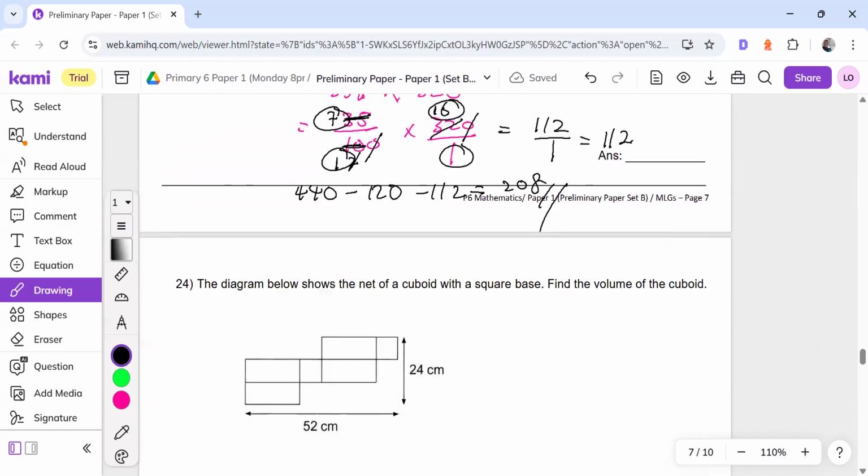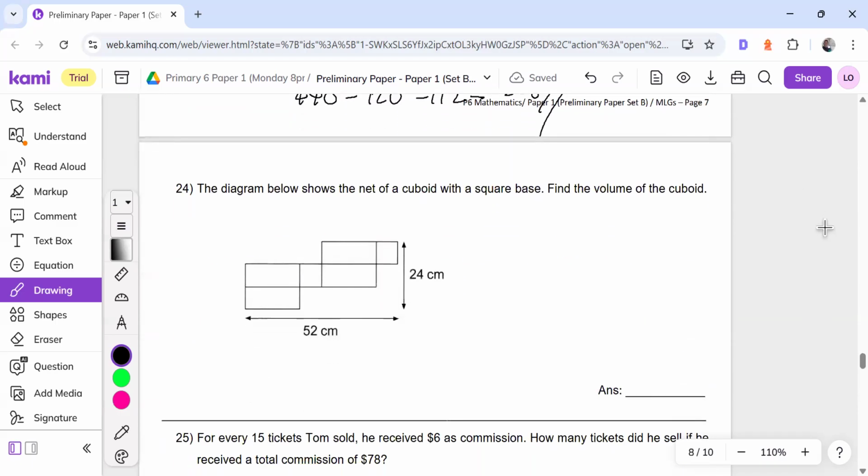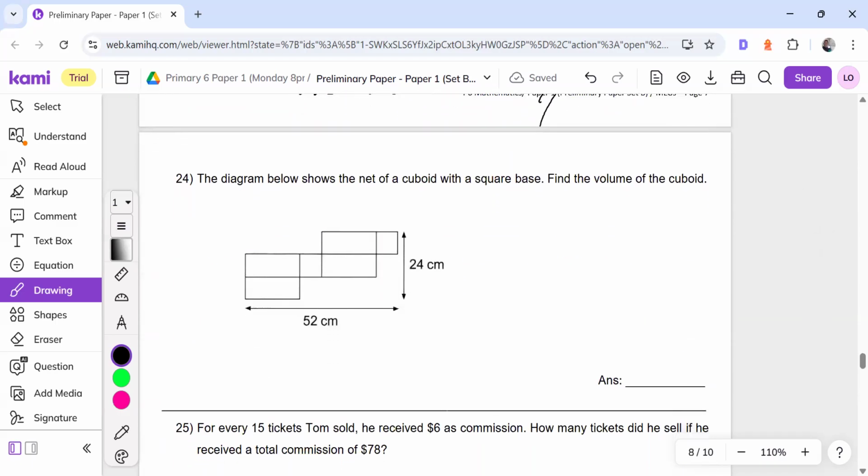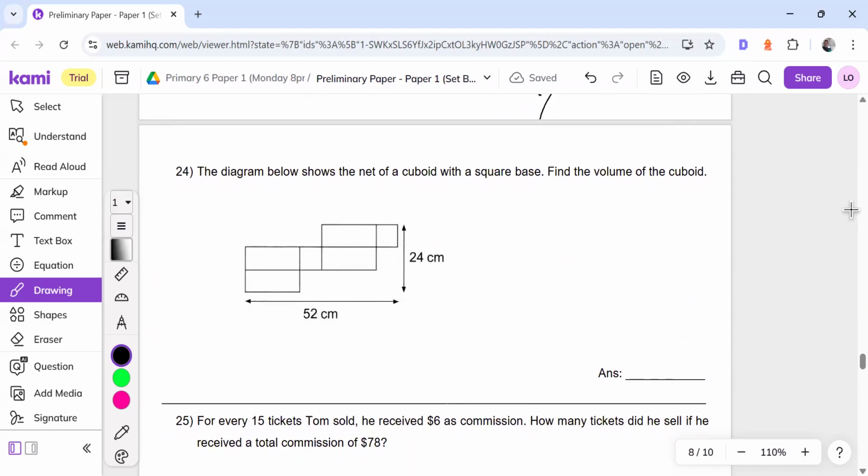Question 24. This is a topic that I think I haven't taught you yet. Nets and solid figures. So don't worry if you don't know how to do this, because you haven't done it yet. So the diagram shows a net. Net means what you see when you unwrap the present or when you unwrap the cuboid, it looks like a two-dimensional figure. This is like two dimension. And when you draw a cuboid, it becomes three-dimension, 3D.